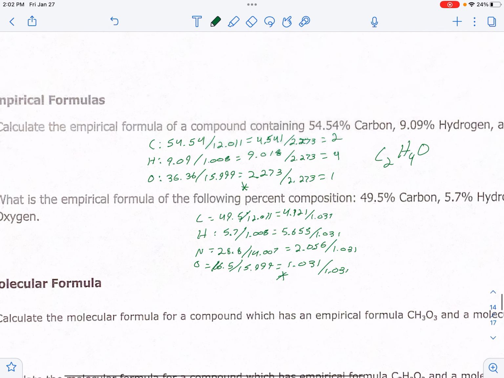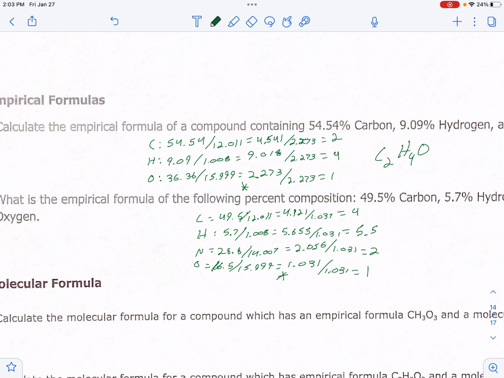Okay, up top, I'm going to get 4. Then I get 5.5, so that's too far to round. When you get these numbers, it may not be 4 exactly, but if it's like 3.98 or 3.99, that's 4. But if it's something like 5.5, 5.25, or 5.75, that's too far to round either way. So I'm just going to say it's 5.5. This one I get 2. This one I get 1.